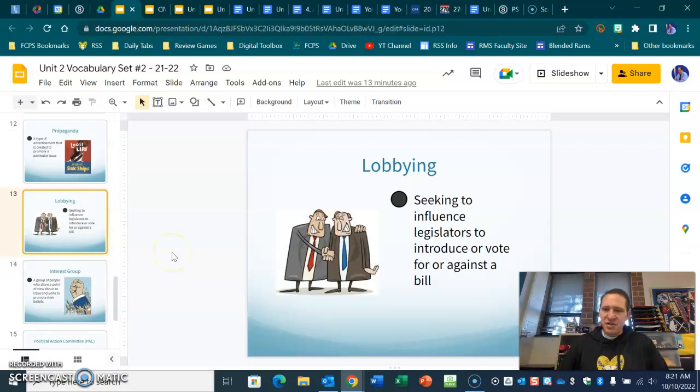All right, last page on your slides is lobbying. And you guys lobby all the time as teenagers. You lobby your parents for extra phone time or extra time out with your friends. It's trying to influence, and lobbyists in our government try to influence lawmakers to support a bill or to vote against a bill. And the companies often pay these lobbyists to do this on their behalf.